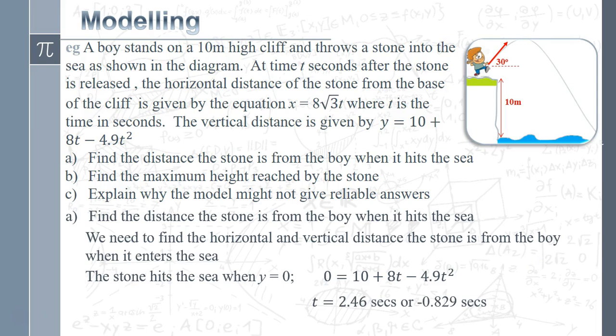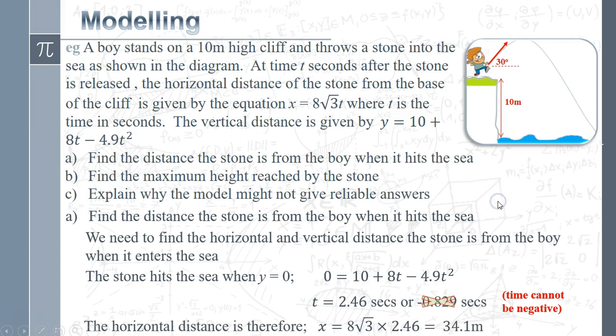So let's do a bit of equation solving, and there we go. Two possible answers, but clearly in this context we can't have that one because time can't be negative, so we know t is 2.46 when the stone hits the sea. And what that means, if we want the distance the stone is from the boy, we need the horizontal distance as well. So let's put t equals 2.46 into that horizontal equation. And so the stone has travelled 34.1 metres in that direction.